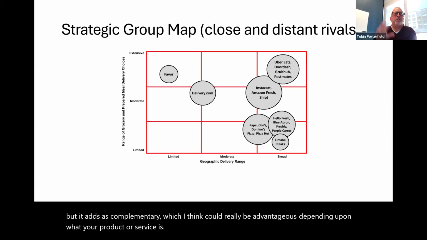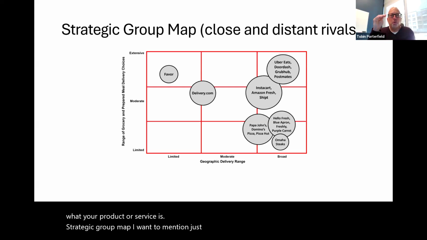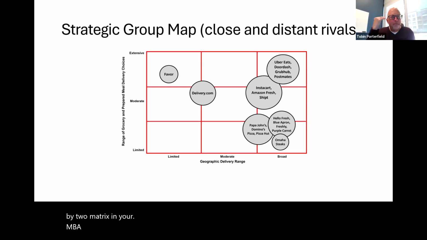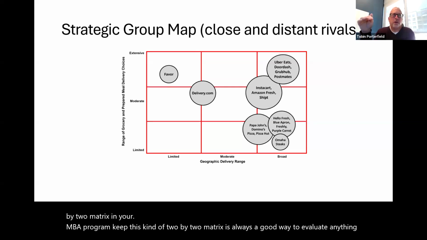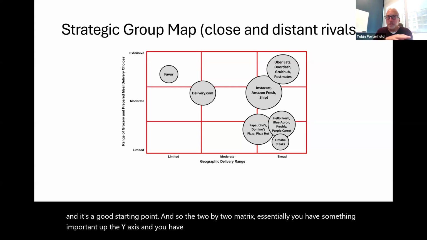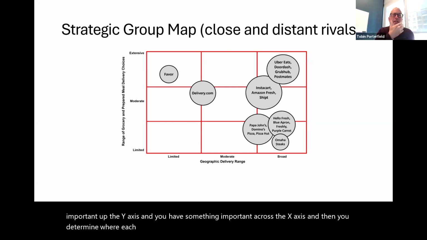Strategic group map, I want to mention just briefly because this tool, if you haven't used a 2x2 matrix in your MBA program, keep this in mind: a 2x2 matrix is always a good way to evaluate anything. And it's a good starting point. Essentially, you have something important up the y-axis and something important across the x-axis, and then you determine where each player falls. In this example, they've got a range of products offered.